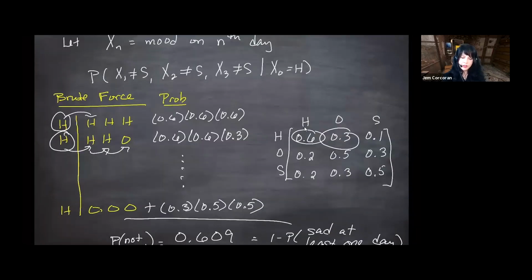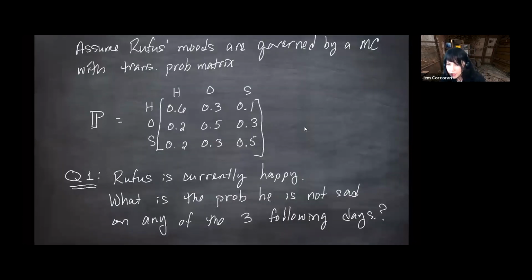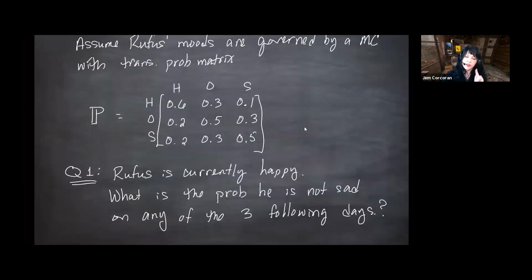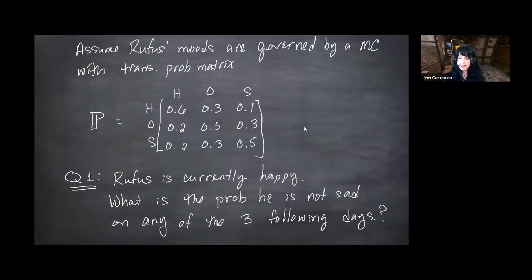The actual question was, his moods are governed by a Markov chain. I am watching the time. The moods are governed by a Markov chain, and he's currently happy, and we want the probability he's not sad on any of the 3 days. That's the actual question. And there's no M and N. The M and N came in the Chapman-Kolmogorov equations, which gave us the explanation about why you should take powers of the matrix, but we're not using that explicitly in this problem.